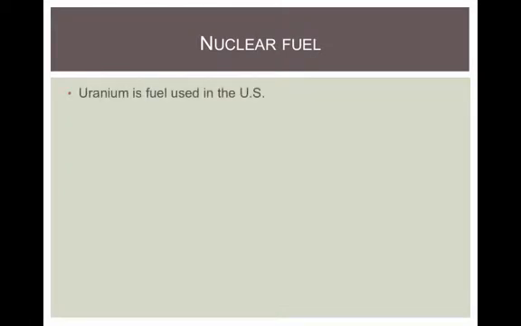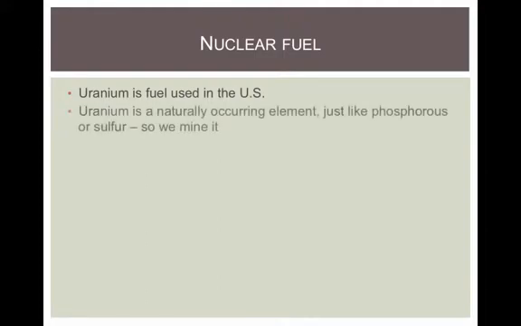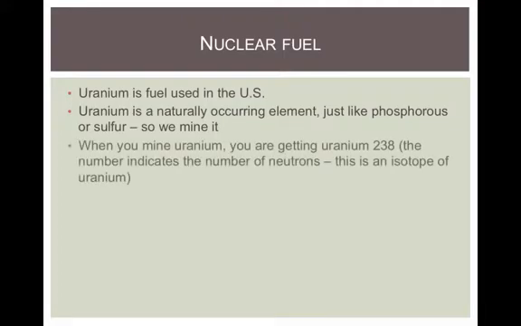So let's talk about nuclear fuel. The fuel used in the United States is uranium. Other countries use uranium as well as plutonium, but we don't use plutonium here. Now, uranium is a naturally occurring element, just like phosphorus or sulfur. It's in rocks in the ground. So how do we obtain it? We have to mine for it. And as you know, mining takes a big toll and has a major footprint on the earth.